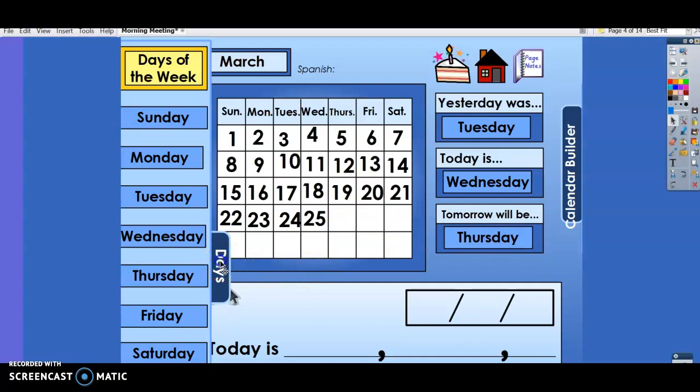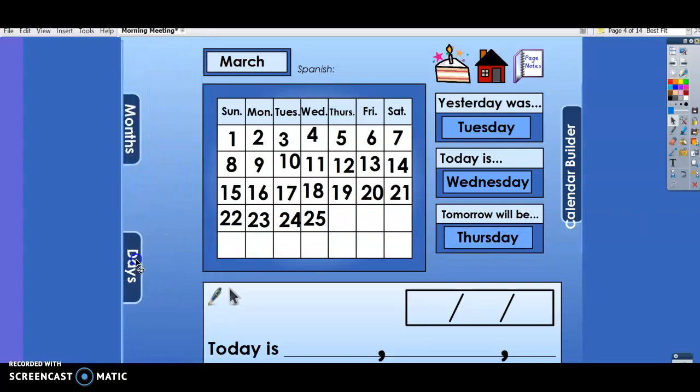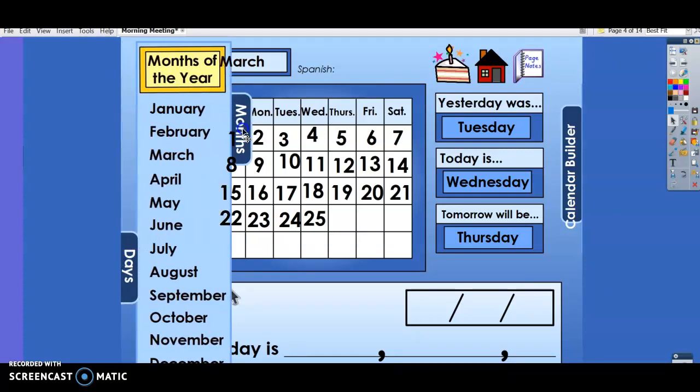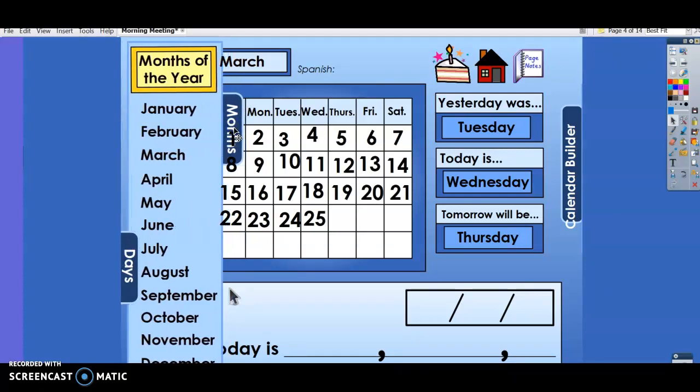So we'll get Thursday and we'll slide that one over as well. All right. We'll take our days away and we'll take out our months. And we can stand up and we can do our months of the year song. So you can do this at home.